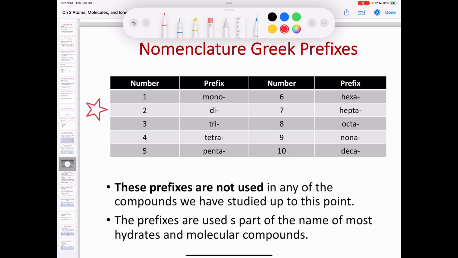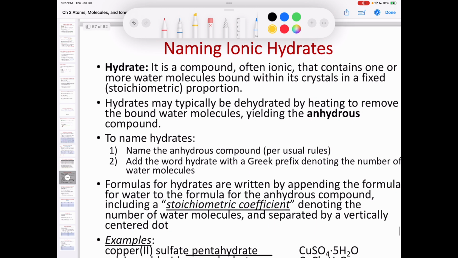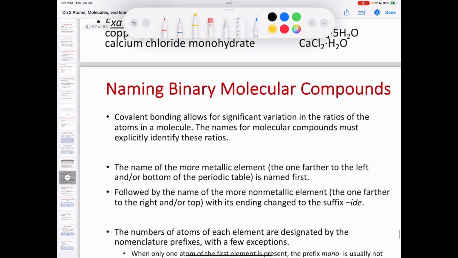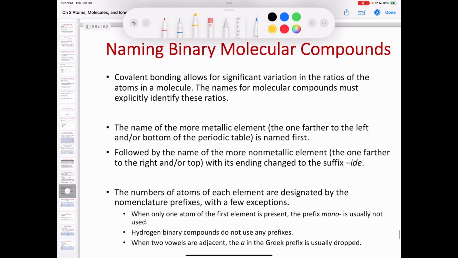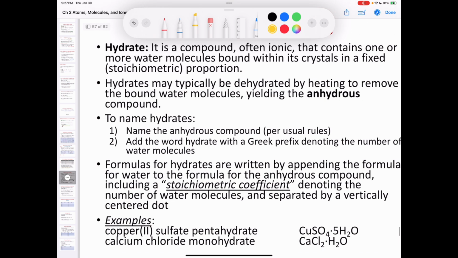The only time we use Greek prefixes is when we are naming what we call hydrates, and I'll cover that with you, and molecular compounds. That's when we use prefixes. So they're very, very important. Now, before we get into naming binary molecular compounds, I want to cover with you how to name a hydrate.